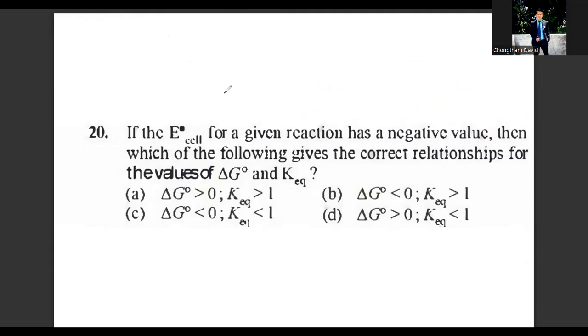So, looking at the question, what would be the answer for this question? The answer would be ΔG° greater than 0. Equilibrium constant would be less than 1. Let's read question number 21.